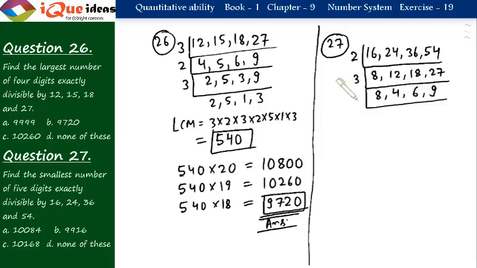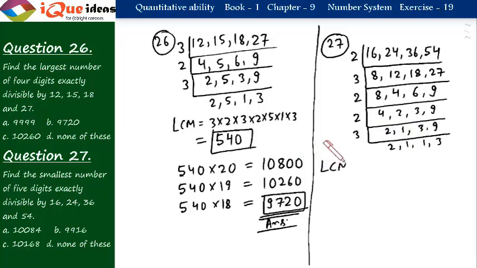You can again take out 2, so you will get 4, 2, 3, 9. You can take out 2 again, so it will be 2, 1, 3 and 9 will remain as it is. You can take out 3 again, so it will be 2, 1, 1, 3. So the required LCM, after multiplying all these numbers, is 2 into 3 is 6, into 2 is 12, into 2 is 24, into 3 is 72, into 2 is 144, into 3 is 432. So the LCM is 432.